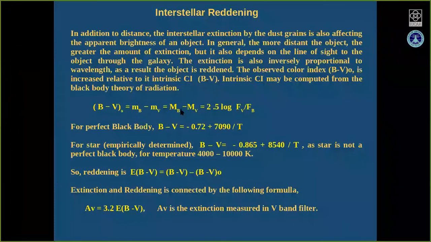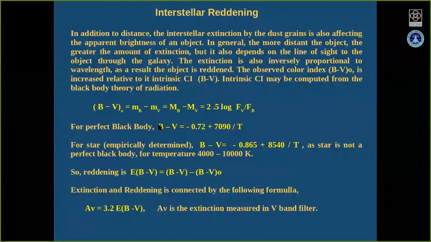Instead of your apparent magnitude, you can put here your absolute magnitude also, because we are using this formula. There is a ratio, FB by FV. So if you are taking the ratio, that means again, like that differential photometry, there is no distance dependency because it will cancel out. For B and V, it will cancel out. So this color index is independent of distance, right?